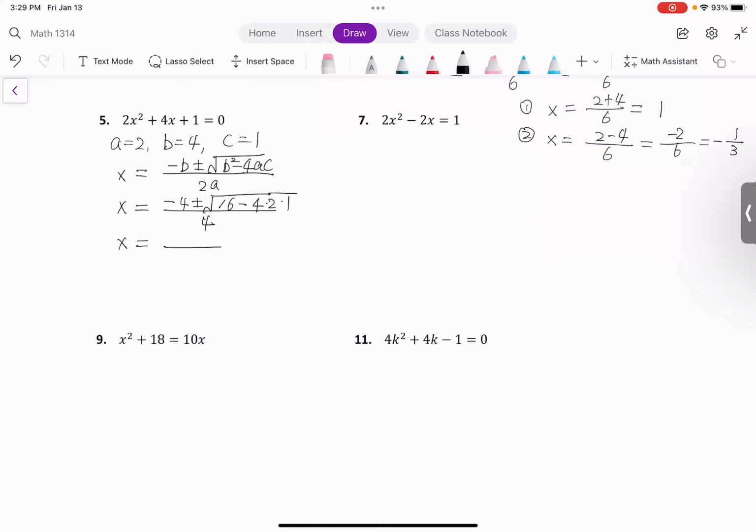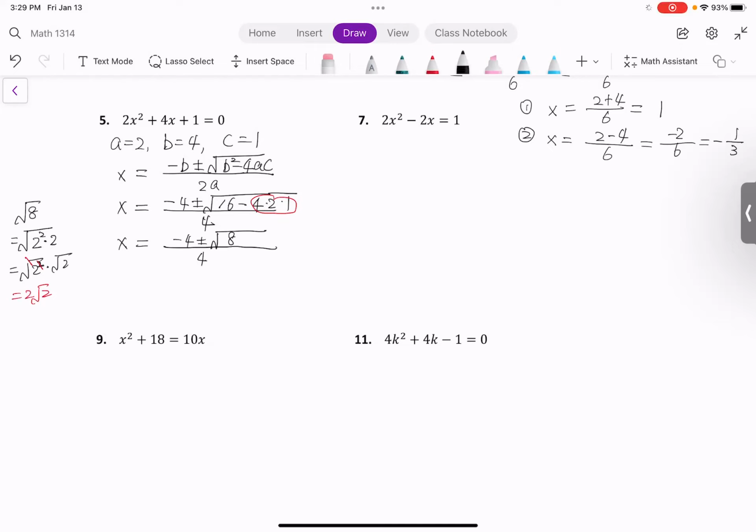X equals negative 4 plus or minus square root of, so this part is 8. So 16 minus 8, that's 8. We put 8 here over 4. What is the square root of 8? We know that square root of 8 equals square root of 4 times 2, and 4 is 2 squared. So we can split the two factors, 2 squared times square root of 2. And the square cancels the square root. We have 2 square root of 2.